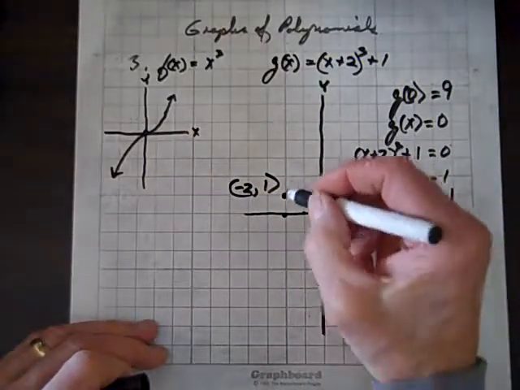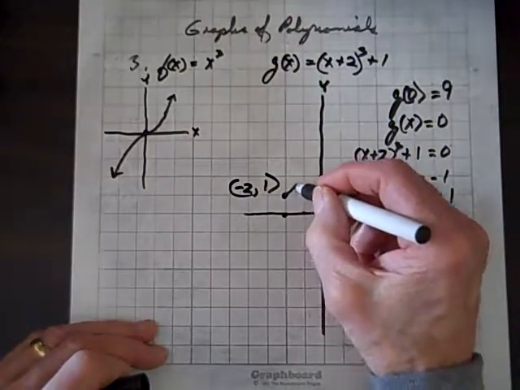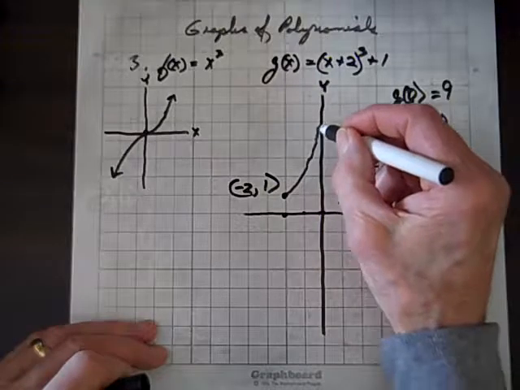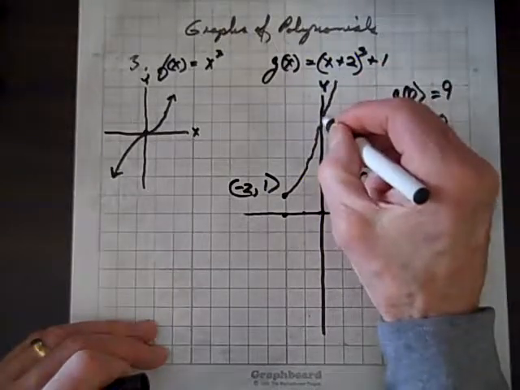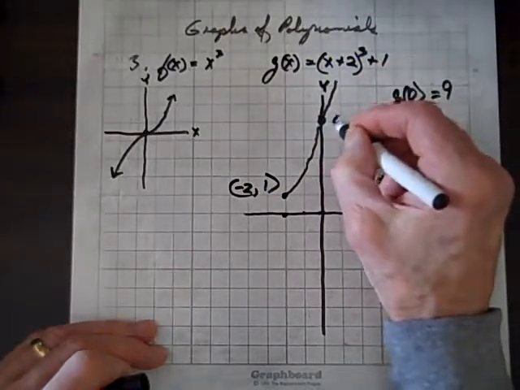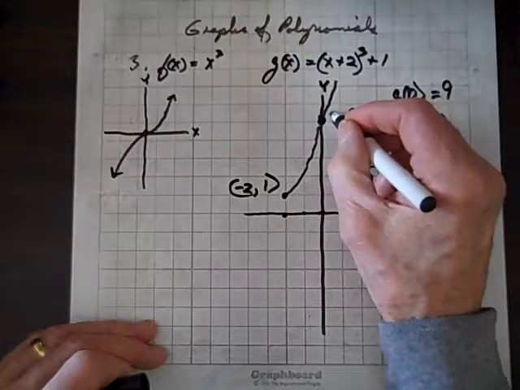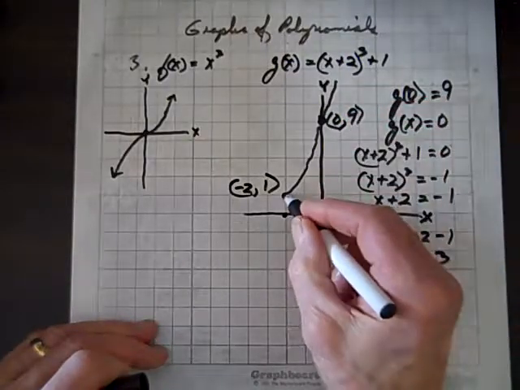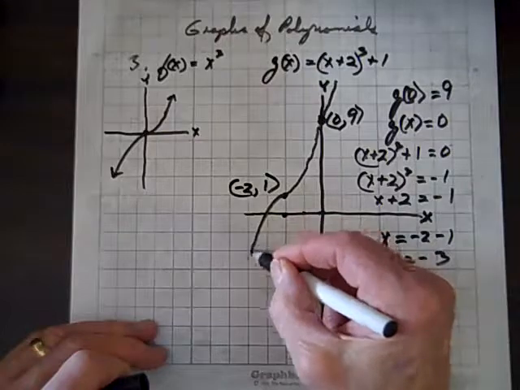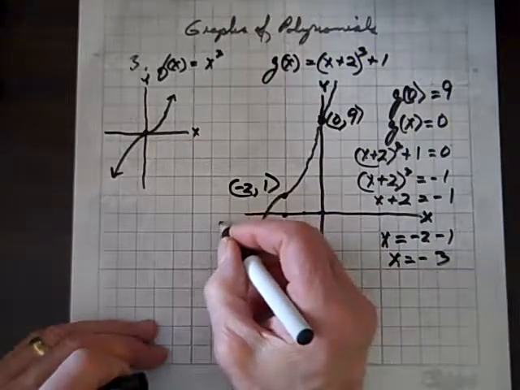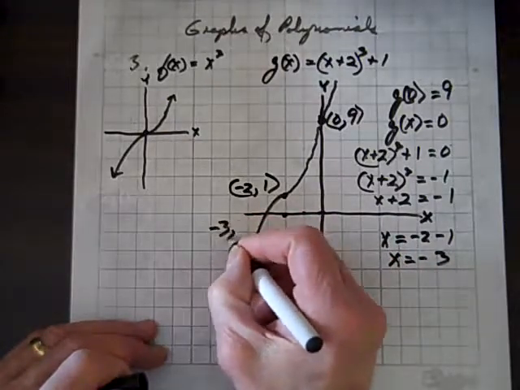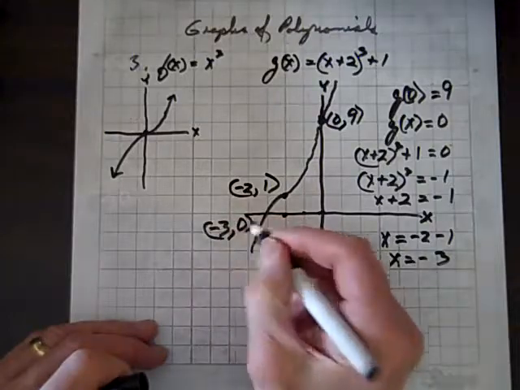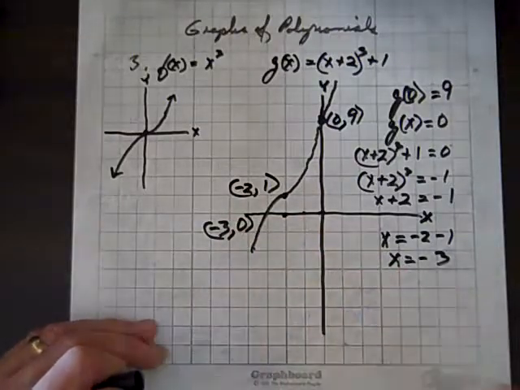So let's graph it. Anyhow, we have a y-intercept here at 0, 9. And now we'll go down like this, and there's our x-intercept at negative 3, 0. And we've labeled them both, and we're done.